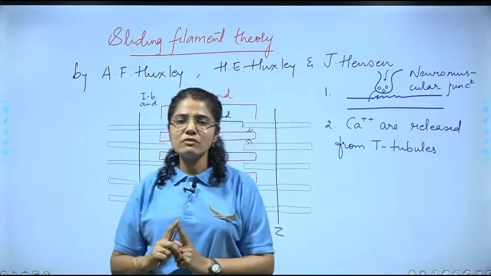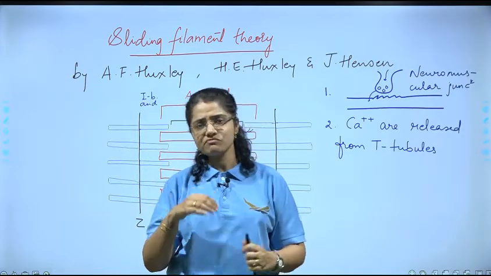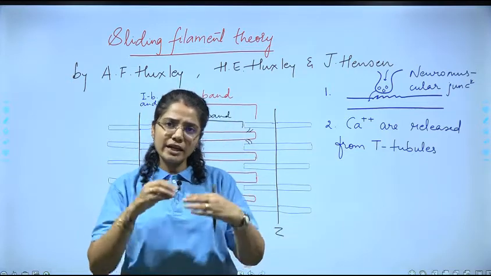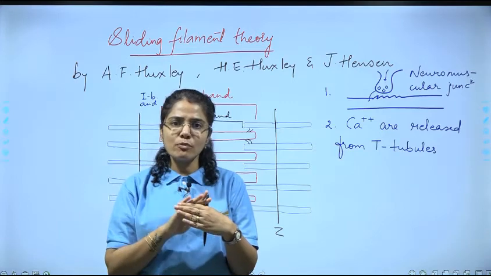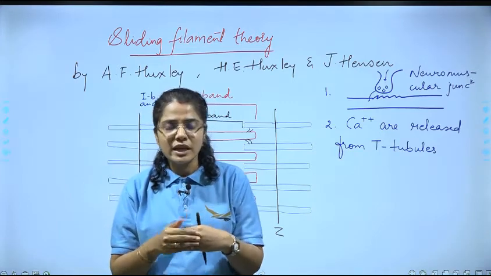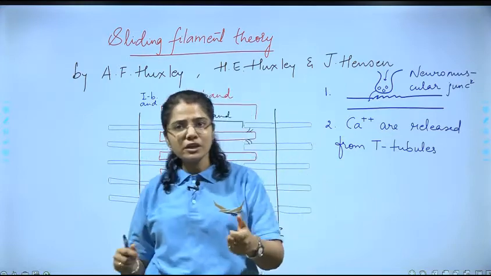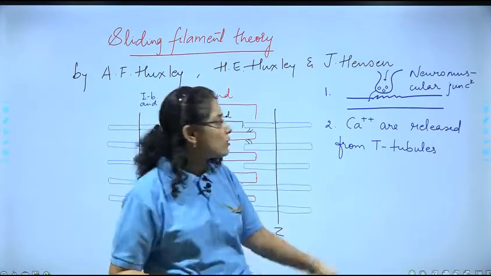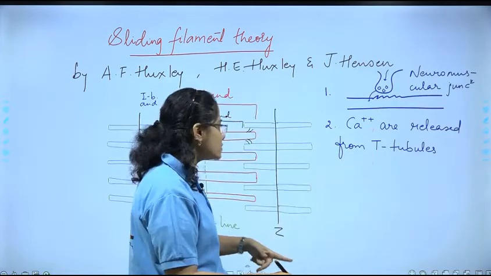If you remember when we were talking about the structure of the actin filament, we talked that this actin has another two proteins, tropomyosin and troponin, and out of which we said that calcium ions have a great affinity for troponin. So as soon as the calcium ions are released from T tubules, where are T tubules?